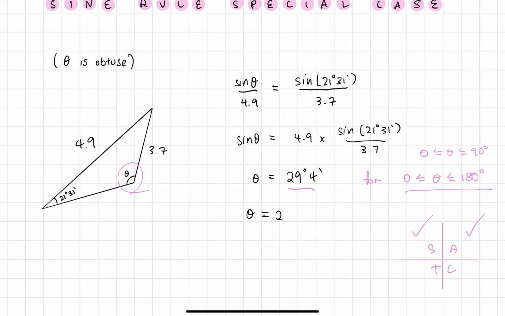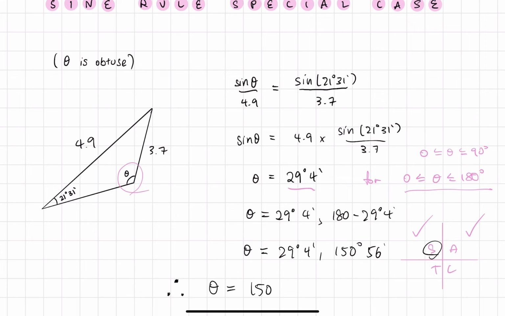So instead of saying only 29 degrees and 4 minutes, it's also 180 minus 29 degrees and 4 minutes, to address this second quadrant. So theta is equal to 180 minus the number we already had, so the real answer is 150 degrees and 56 minutes. I'm just going to write it again. Therefore, theta is equal to 150 degrees and 56 minutes.